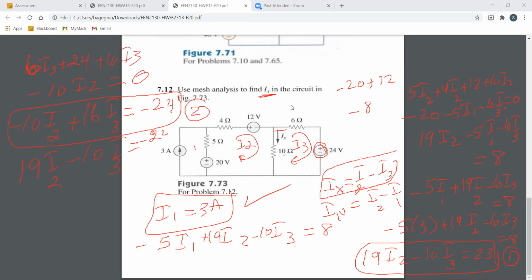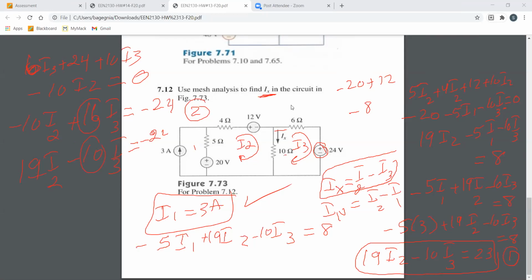Here might be a little bit different, but again, if you want to do the elimination, you have to multiply the first equation, the top one, by 10, and the second one by 16, just to make this 160 and this 160. Or you multiply the first equation by 19 if you want to get rid of I2, and you multiply equation 2 by 10, just swap in order to make this 190 and this 190.